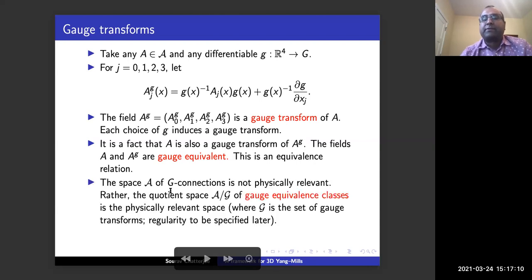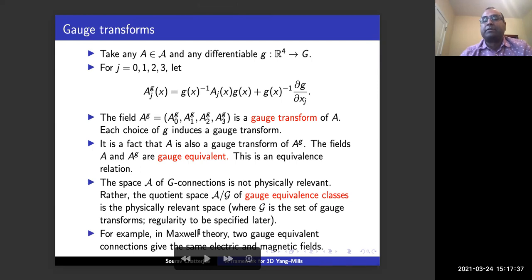Now, the space of connections is not physically relevant, but this quotient space is. Let script G be the set of gauge transforms, and consider the quotient space A mod script G. You define two connections to be equivalent if one is a gauge transform of the other. For example, in Maxwell theory, two gauge equivalent connections give the same electric and magnetic fields. And so this gives the exact description of that.